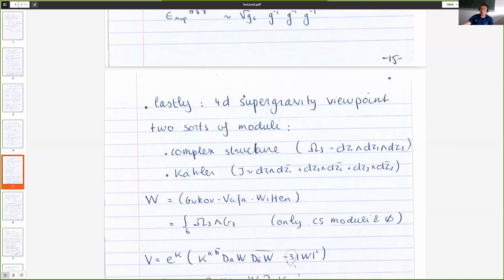Okay, the last way of thinking about this solution, and this I will need a bit later on, is that there's also a fourth. Yes. Excuse me. Of course.